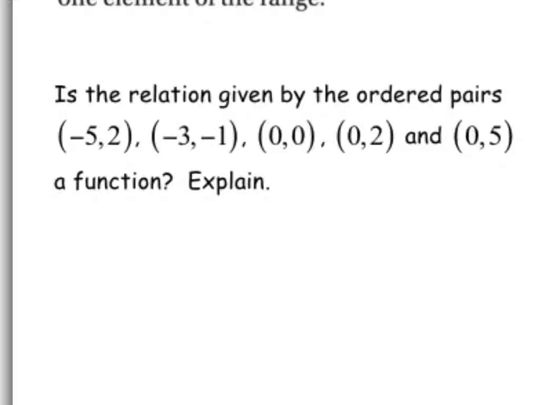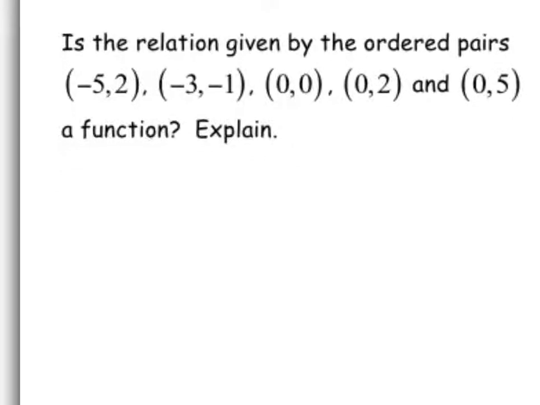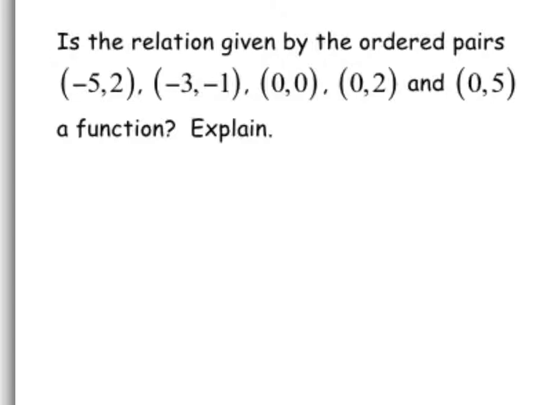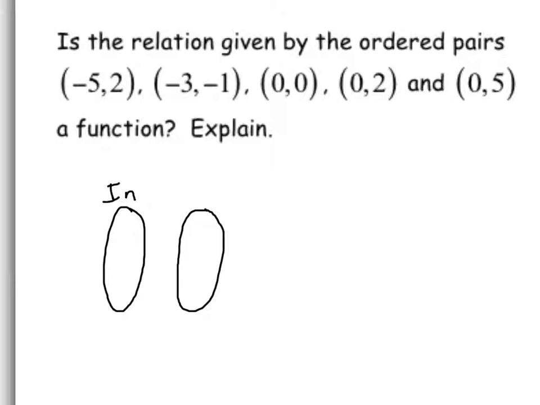If we're just looking at ordered pairs, you could try to figure it out just by looking at your ordered pairs. Or if you want, you could draw a mapping. If you're going to draw a mapping from this, you can do this with rectangles rather than ovals if you wanted to, but your input is which values? The x's. So we look at all of our x's and we list them. You only have to list it once, like 0 shows up 3 times. We only have to write it down once. So we've got -5, -3, and 0.